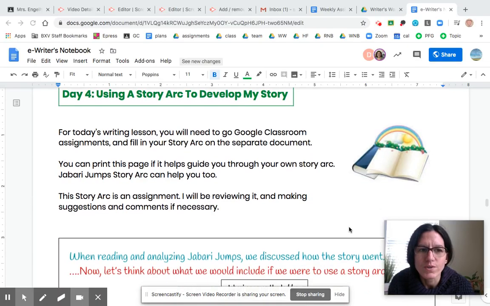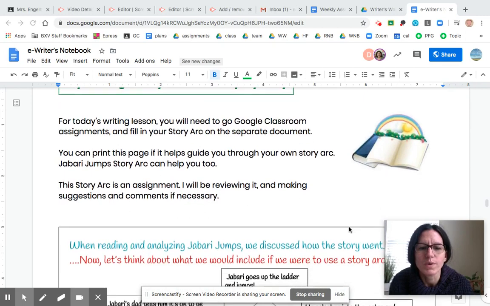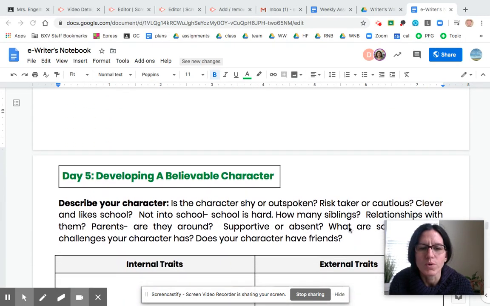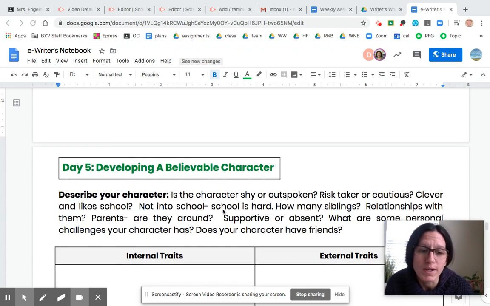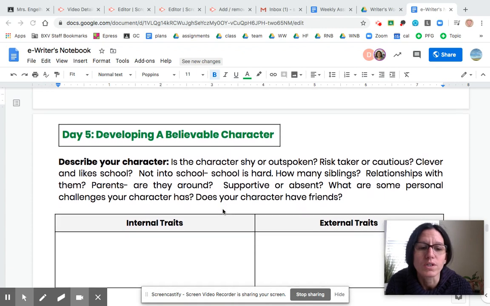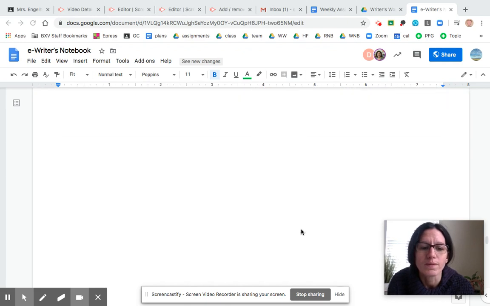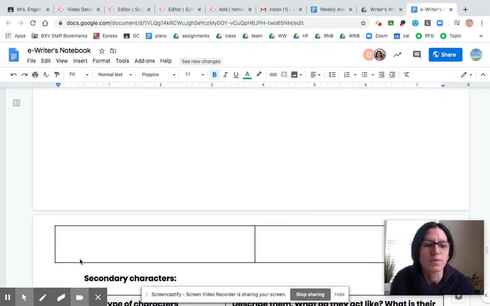Okay, so here we are at our writer's notebook, and we were at day 4 yesterday. Okay, we did our story arc, and we're going to day 5. And just a reminder, it may not be exactly at the top of a page if your writing has pushed some of the documents down, but look for day 5, developing a believable character. And much of what we talked about in the lessons are here for you to do for your character. So what are some internal and external traits? You could type right in these boxes. I don't know why that happened to mine, so let's move that up.